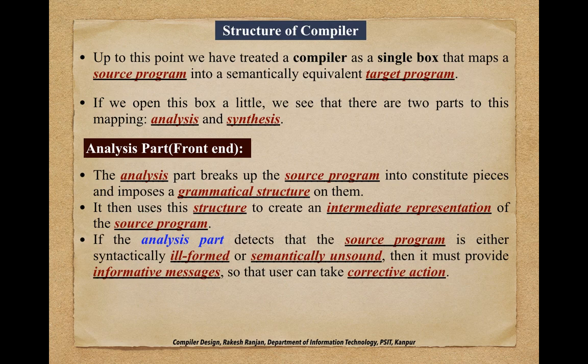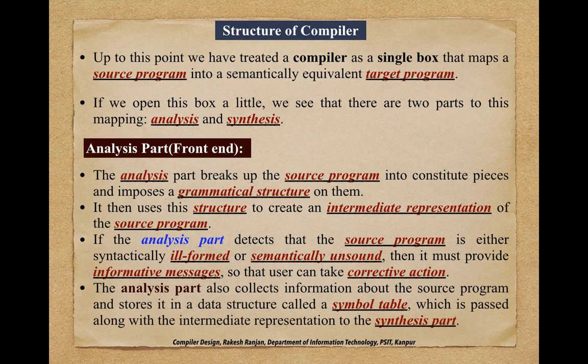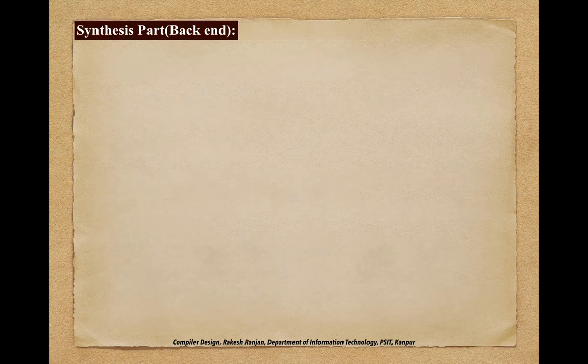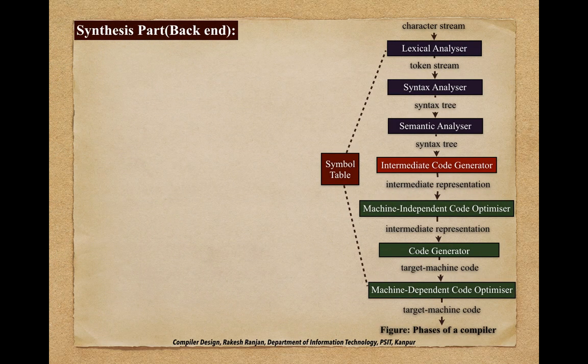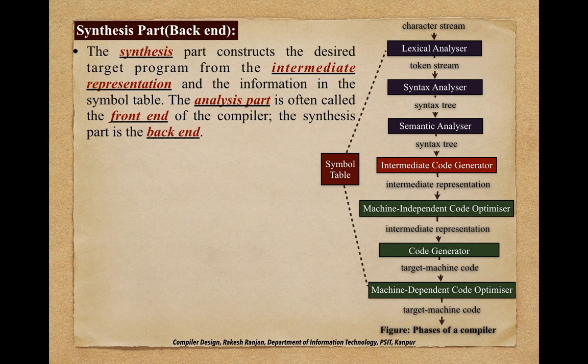If the analysis part detects that the source program is in the wrong form or is semantically unsound, then it must provide some informative message to the user for corrective action. The analysis part also collects information about the source program and stores it in a data structure called the symbol table. Now the synthesis part. The synthesis part constructs the desired target program from the intermediate representation and the information in the symbol table. The analysis part is often called the front end of the compiler. The synthesis part is the back end.